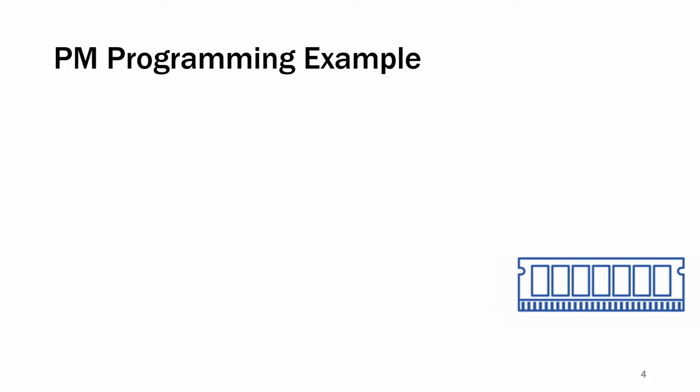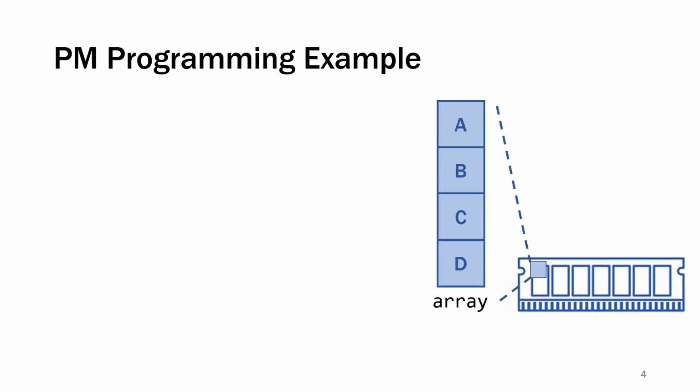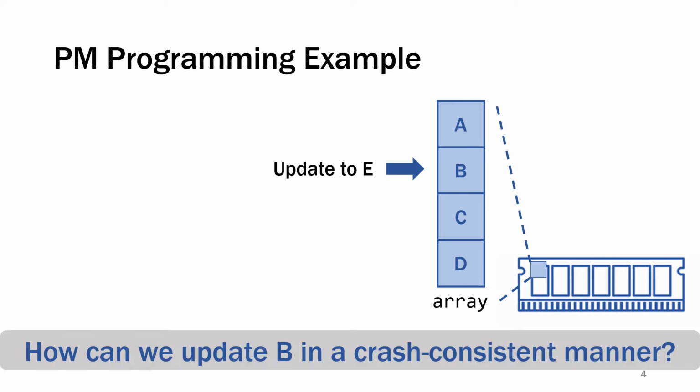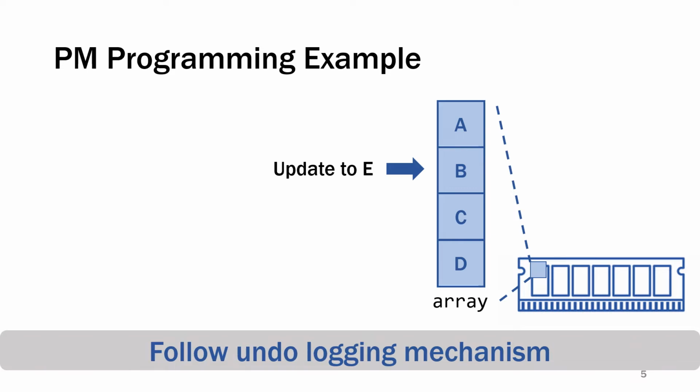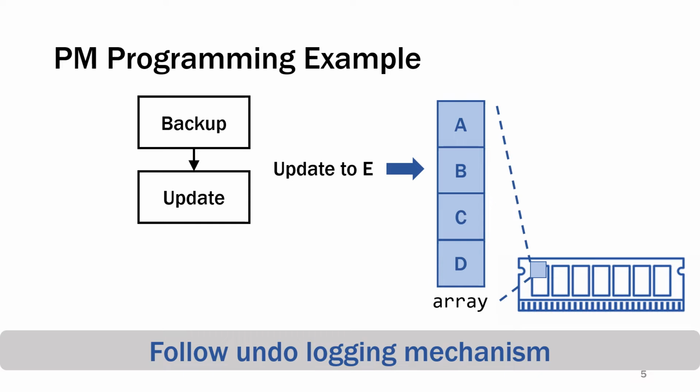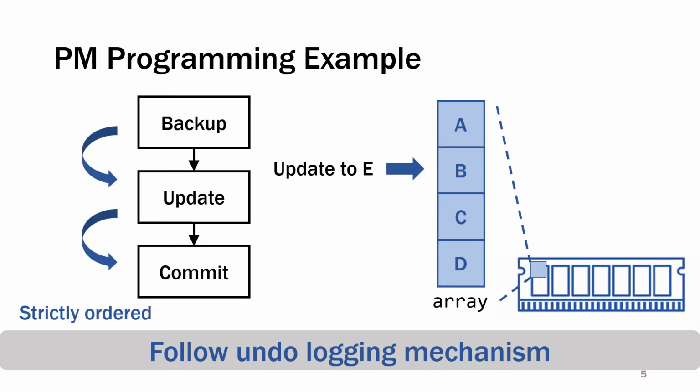Let's take a look at an example. On the persistent memory, there is an array, and we want to update the second item from B to E. The question is, how can we update B in a crash-consistent manner? One of the solutions is to follow the undo logging mechanism. First, make a backup of the existing data, and second, perform the in-place update by changing B to E, and finally, commit the update. To guarantee crash consistency, the writes in each of the steps need to be persisted before the next step can start, and all the updates need to be persisted in the end.